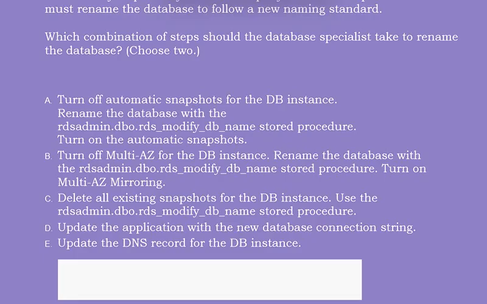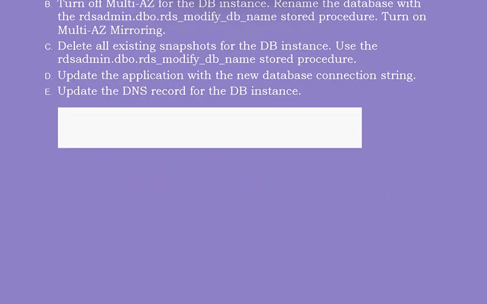Use the rdsadmin.dbo.rds_modify_db_name stored procedure. Option D, update the application with the new database connection string. Option E, update the DNS record for the DB instance. Correct answer is option B and option D.